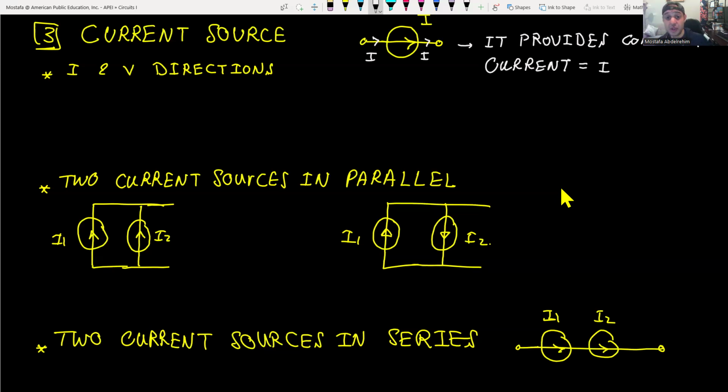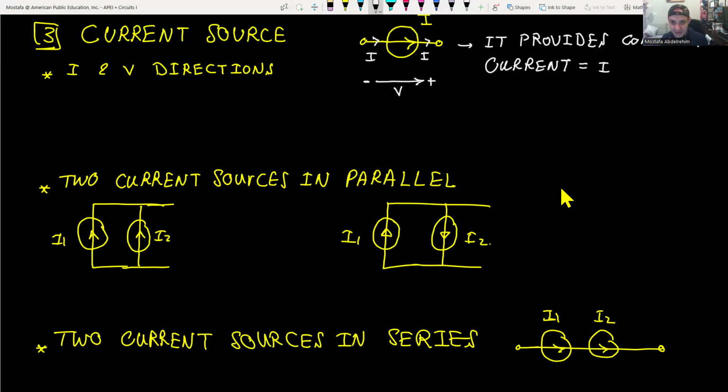What is the polarity of the voltage? Where is the direction of the voltage? Just like the voltage source, the voltage and the current have the same direction. So that's basically the direction of the voltage of the current source, and that's positive here, and that's negative here.